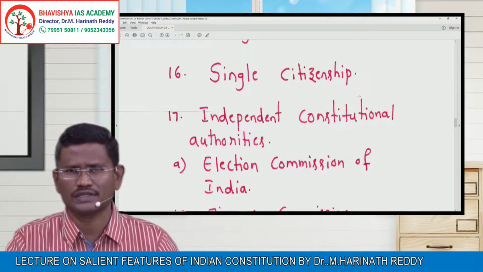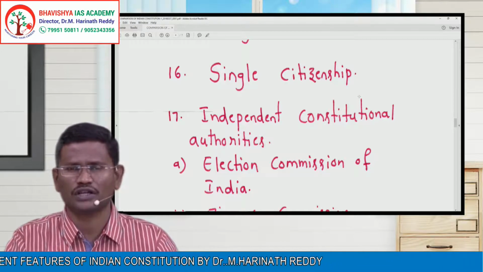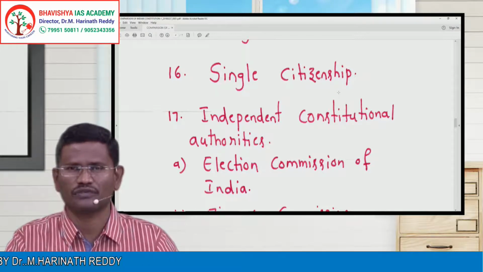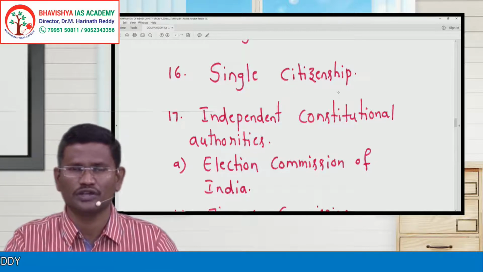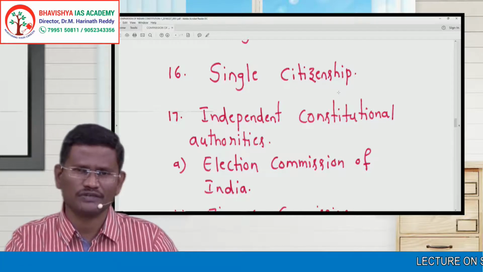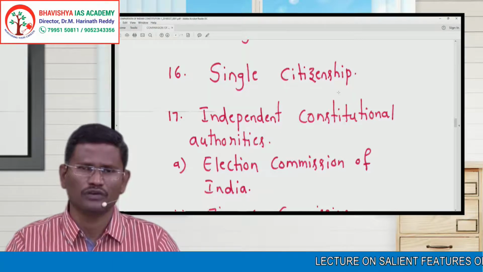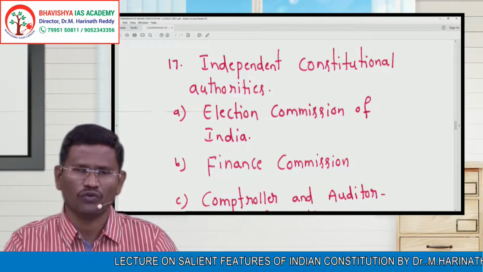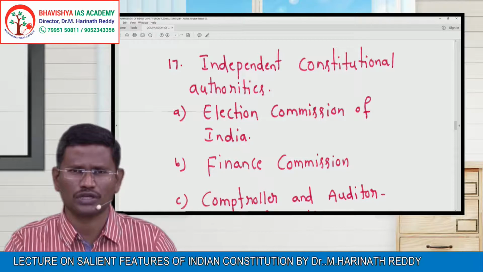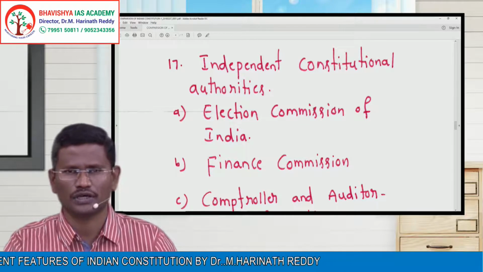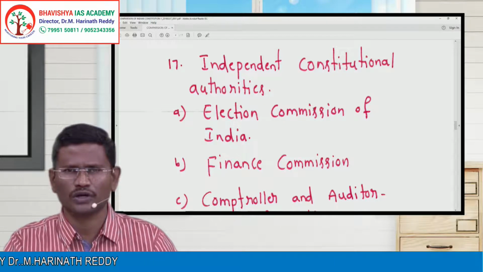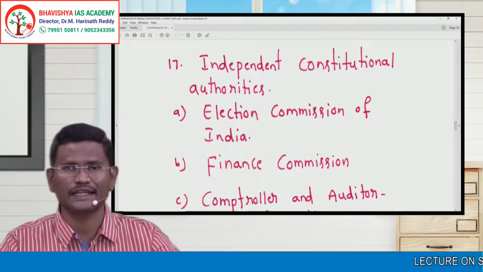So this independence has led to very good functioning of the Election Commission of India, and in conducting free and fair elections it has played an important role because of the independence guaranteed to it. So creation of such independent constitutional authorities was one of the novel features of the Indian Constitution. In addition, Finance Commission of India is also an independent constitutional authority. Remember, it plays an important role in recommending to the Union government to devolve its tax revenues to the state governments to address vertical imbalances.